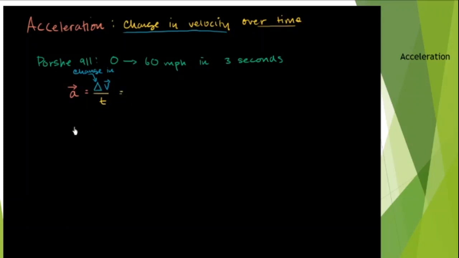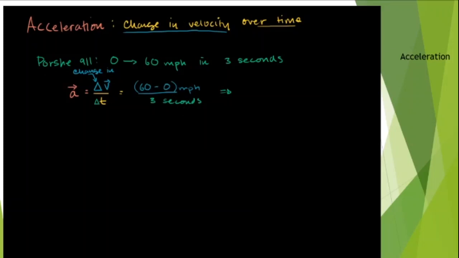So what's our change in velocity? Our final velocity is 60 miles per hour, and our original velocity was 0 miles per hour. So it's 60 minus 0 miles per hour. And then what is our time over here? Well, we could even say our change in time is 3 seconds. So this gives us 20 miles per hour per second.